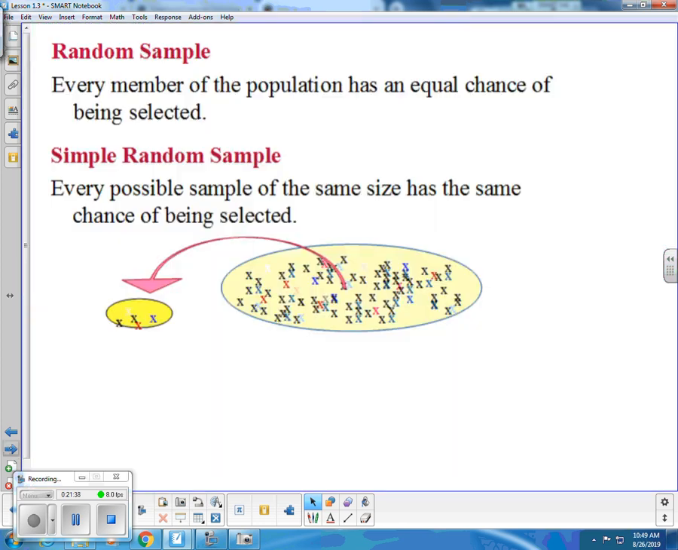All right. So different kinds of sampling. You have the random sample where every member of the population has an equal chance of being selected. So these are the different ways to sample, or different types of sampling. And you want your experiment to have random sampling of some sort. Okay? Simple random sample is every possible sample of the same size has the same chance of being selected.